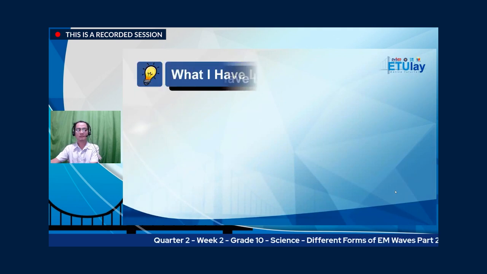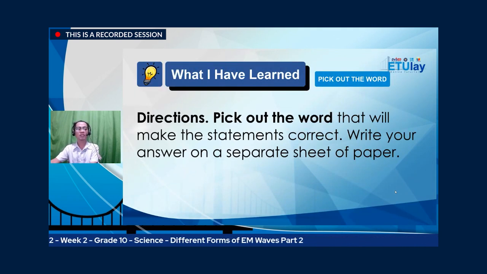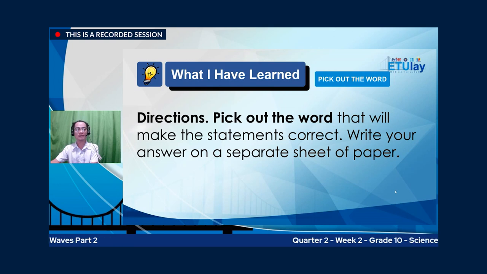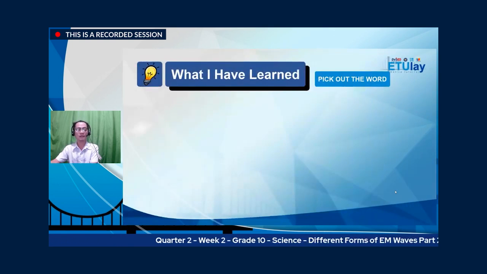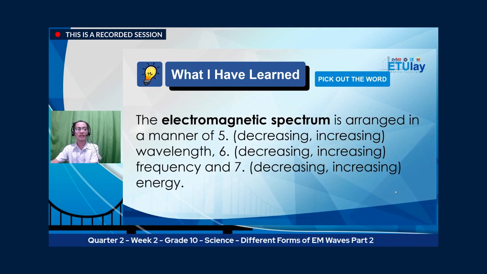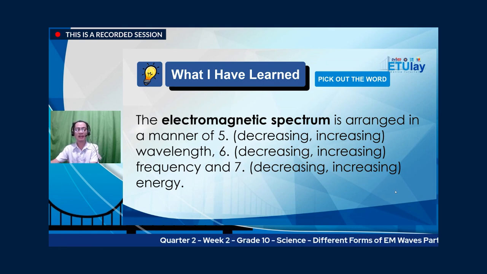Now, let's move on to what I have learned. Pick the word. Directions, pick out the word that will make the statement correct. Write your answer on a separate sheet of paper. Ready, science and learners? Okay, let's move to this one. The electromagnetic spectrum is arranged in a manner of number 5, decreasing or increasing wavelength. Number 6, decreasing or increasing frequency. And 7, decreasing or increasing energy.